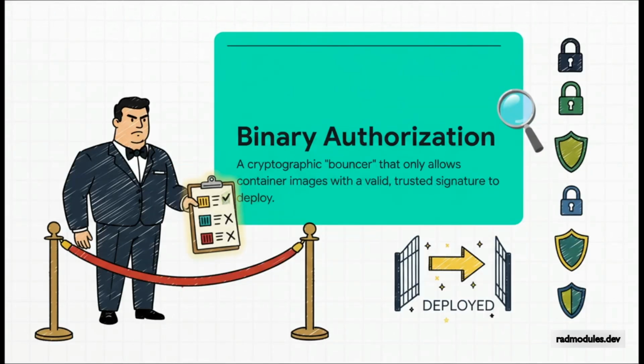And this slide, this just nails the concept. Binary authorization really is like a digital bouncer standing at the door of your club, your cluster. Its only job is to check the ID. Did this container image come from our trusted pipeline? Did it pass all the security scans? If the answer is yes, it gets in. If not, it's turned away at the door. It's simple, it's effective, and it's automatic.